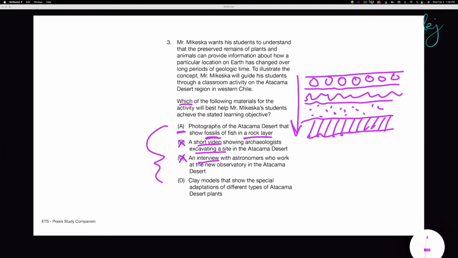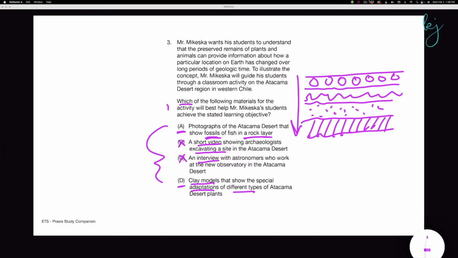D, clay models. Okay, I like models. That's good. That show the special adaptations of different types of Atacama Desert plants. So I have different types, adaptations, and clay models. I also like D. So by working backwards, I eliminated B and C, and now I only have to choose between two.